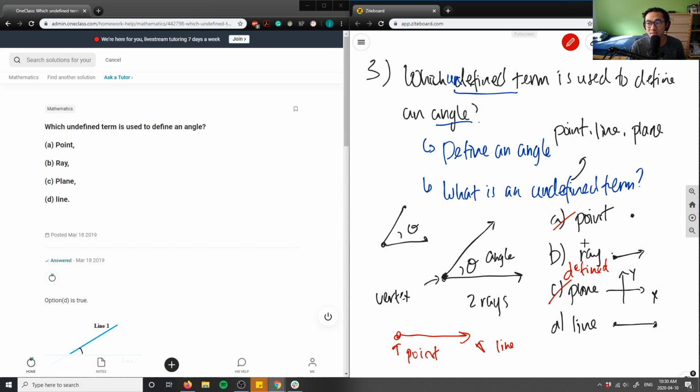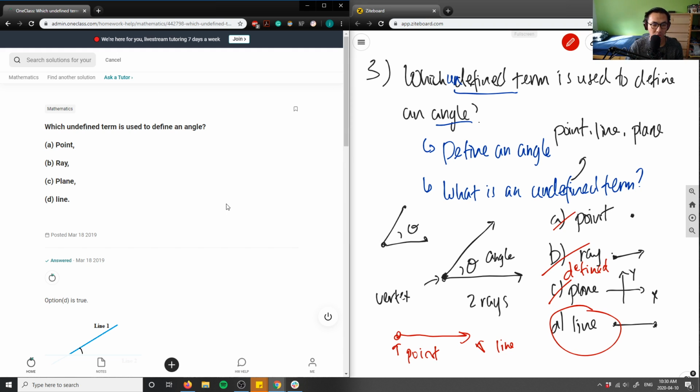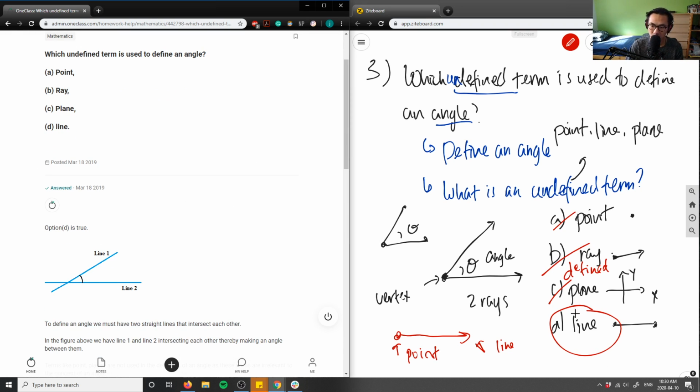In this case, a ray is a defined term, not an undefined term. So this is also the wrong answer, which means the line, because it's an undefined term, is our answer here, and that's going to be our answer for number 3. So let me look at their solution here. So option D is true. That's great because our solution was option D.